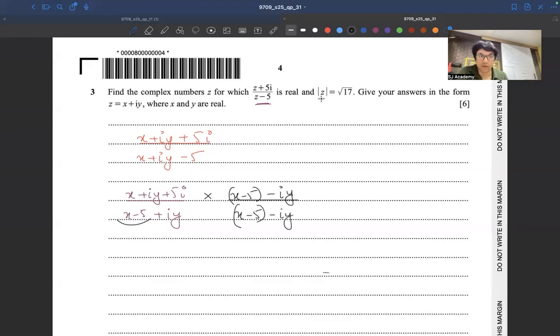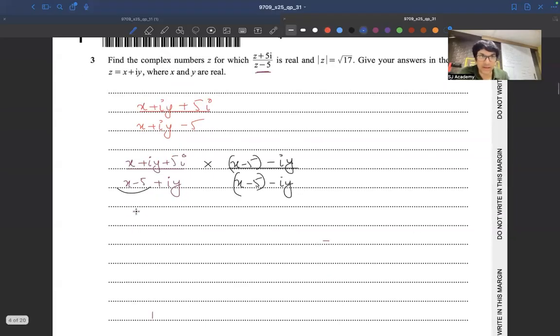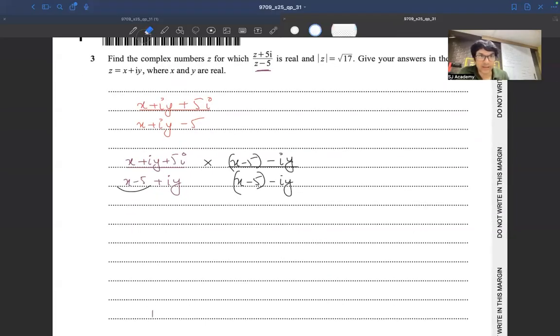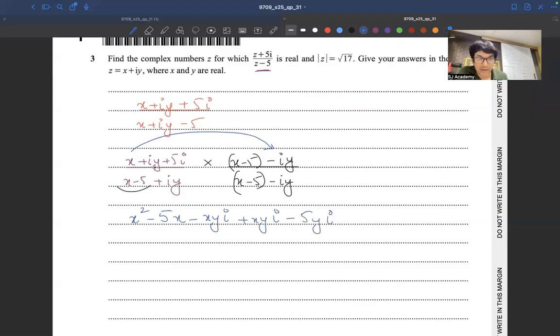Now first multiplying in the numerator, what we'll get is, x times x is x squared. And then x times −5 will become −5x. And then x times −iy will be −xyi. Then iy into x will become plus xyi. Iy into −5 will be −5yi. And then iy into −iy will become −i squared y squared. i squared is −1, so that will become plus y squared.